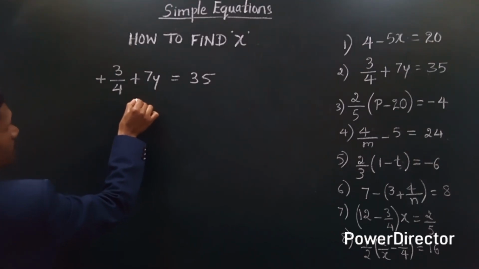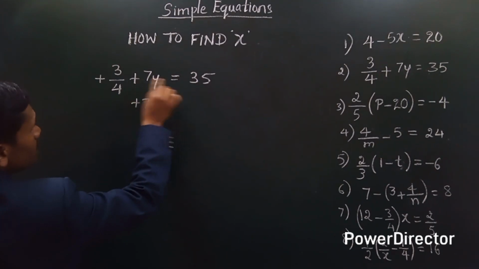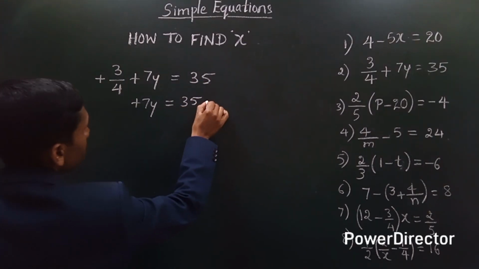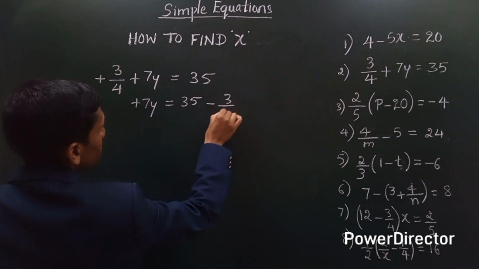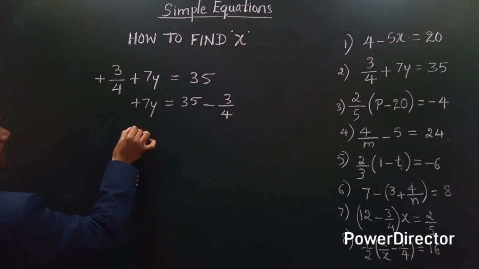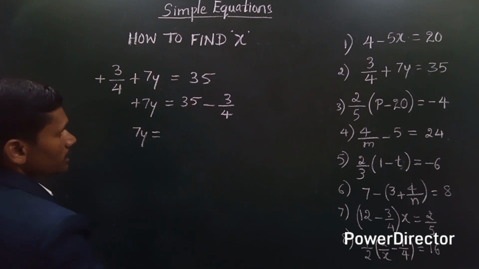So how to solve this? Here plus 7 as it is, you write 7y. This 35, if you transpose this to the other side, this becomes minus 3 by 4. Right? Minus 3 by 4 we got. Here 7y I'll keep as it is. Here you should keep it in mind.